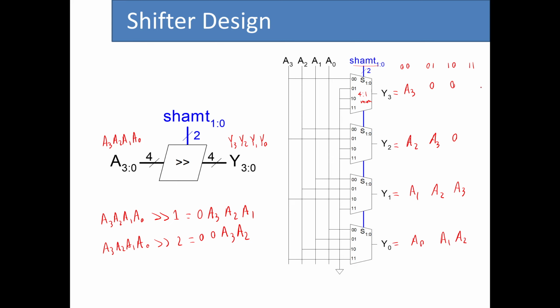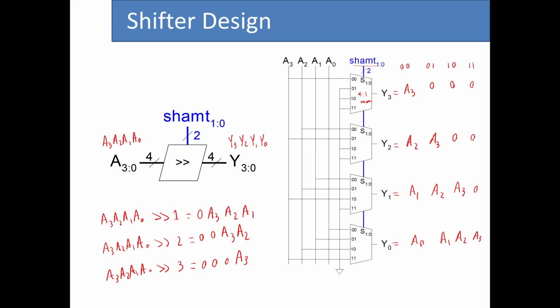Based on the same analysis, when the shift amount is 11, the output for y3 is 0, the output for y2 is 0, the output for y1 is 0, and finally the output for y0 is going to be A3. So if we have A3, A2, A1, and A0, and we logically shift 3 places to the right, the final result is going to be 0, 0, 0, A3.